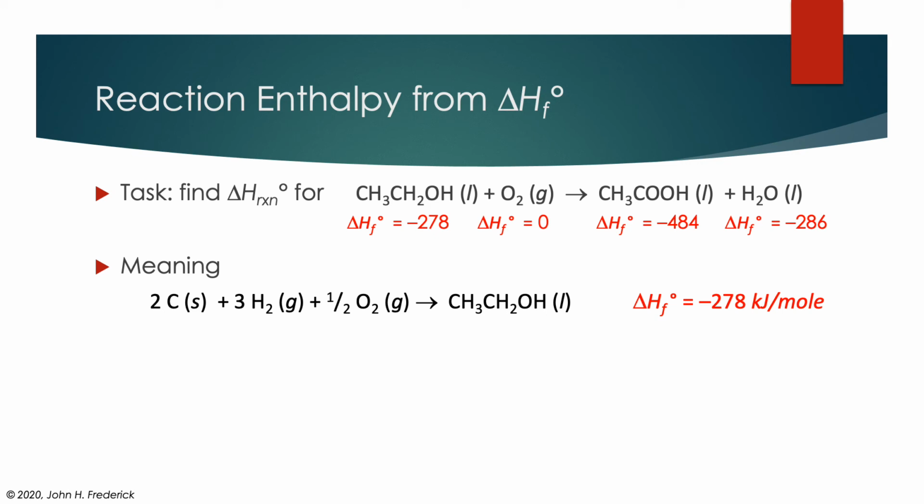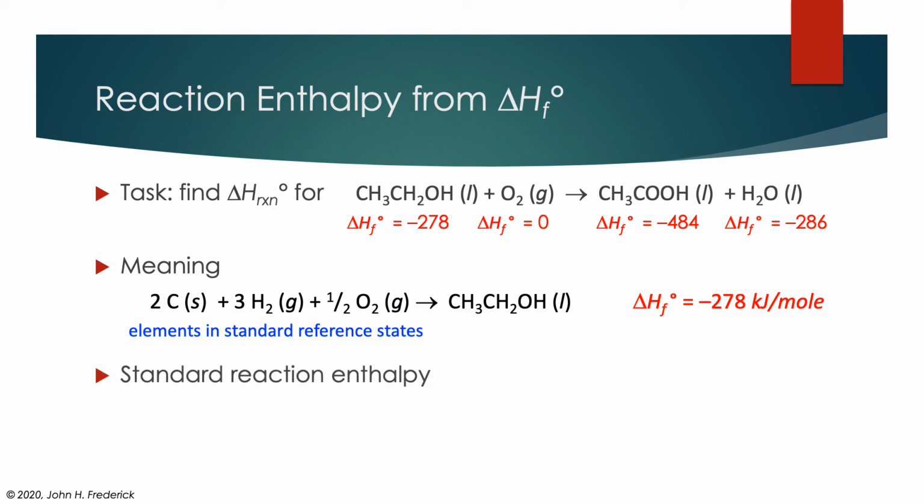All right, so if we were able to do that experiment, to put those things together and have them mixed to make ethanol, the heat of formation that we would measure would be negative 278 kilojoules per mole. That's what the heat of formation is. So what we have on the left-hand side are elements in their standard reference states, and on the right-hand side it'll be the molecule that we're interested in its standard reference state.